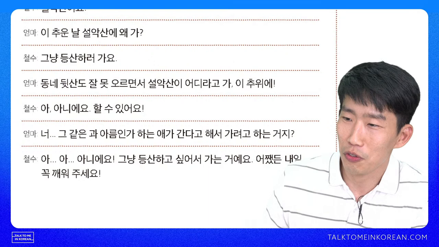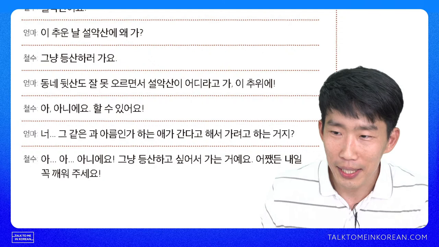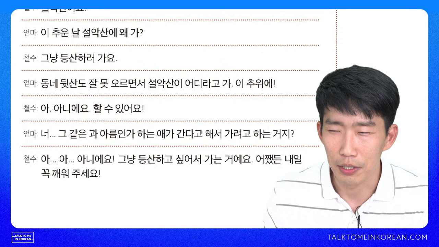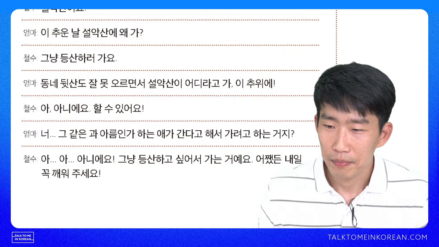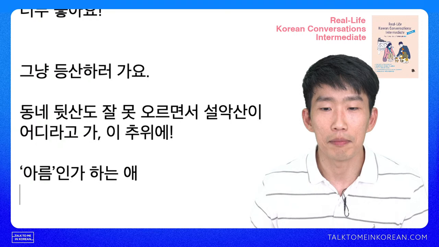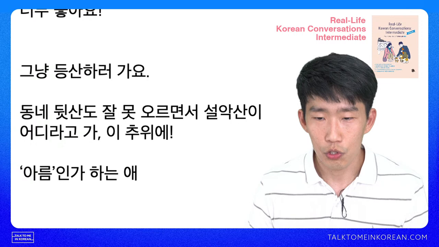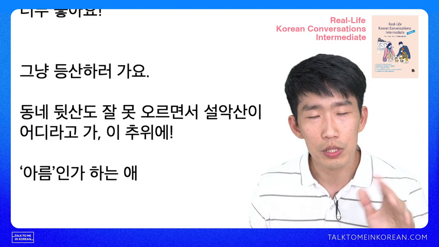You're like, hey, you can't even do that. Knowing the son, 아니에요, 할 수 있어요. No, I can do it. And 엄마 says, no, 그 같은 과, your same department, 아름인가 하는 애. So 아름 is somebody's name here. 아름인가 뭔가 하는 애. So she's not sure about her name. 아름인가 하는 애, the girl, what's her name? 아름 or something, right?